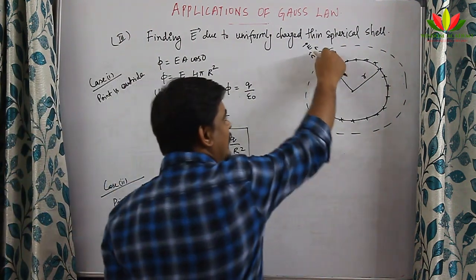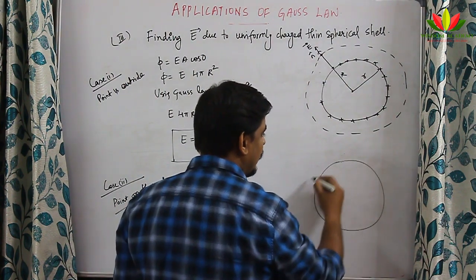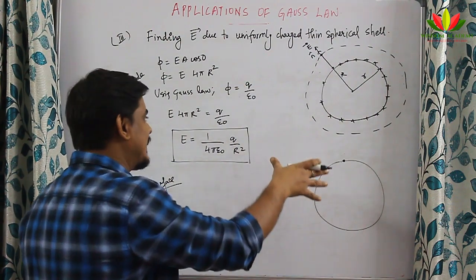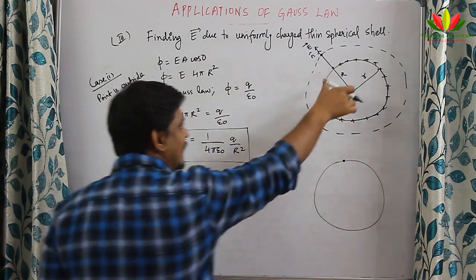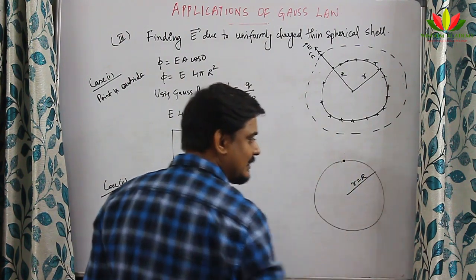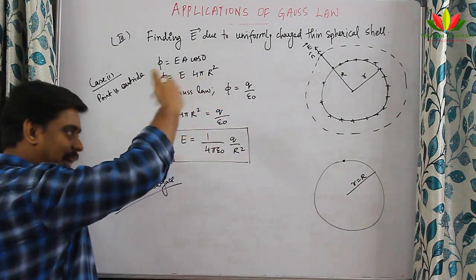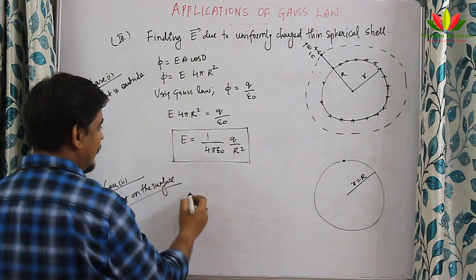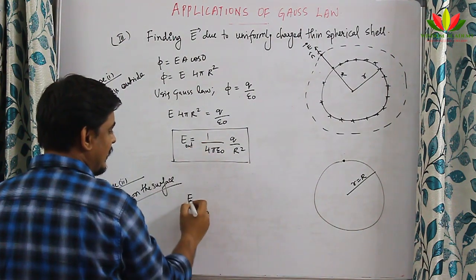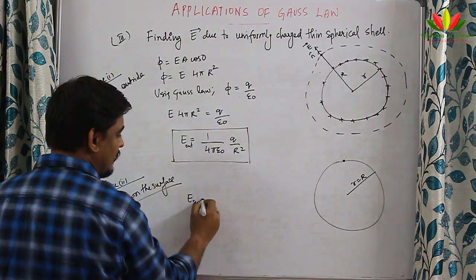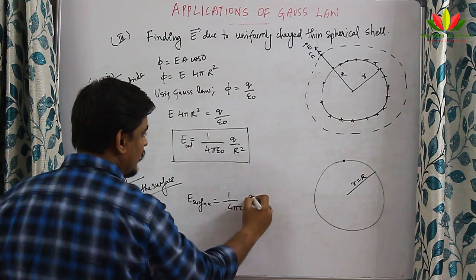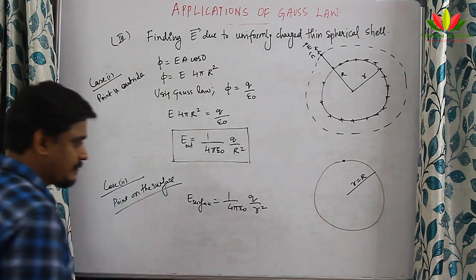So if this point comes here, see, this is the shell and the point is also on the shell. So what will happen? Everything remains the same. Instead of capital R, it becomes small r, because capital R becomes equal to small r, isn't it? So the Gaussian surface is drawn at this shell itself. So I will get the final answer, this was E outside, right? Now I am writing E on the surface. So E on the surface will be equal to 1 by 4 pi epsilon naught Q by small r square.